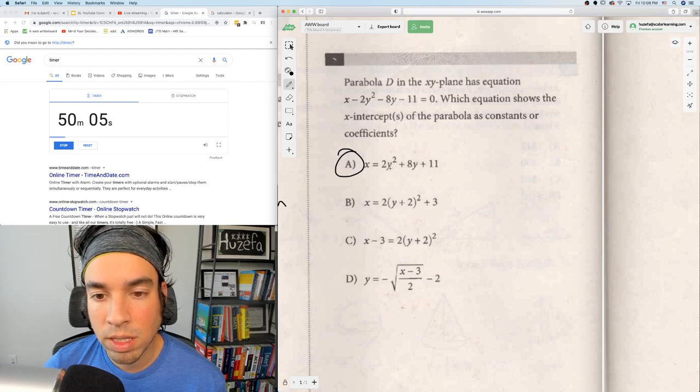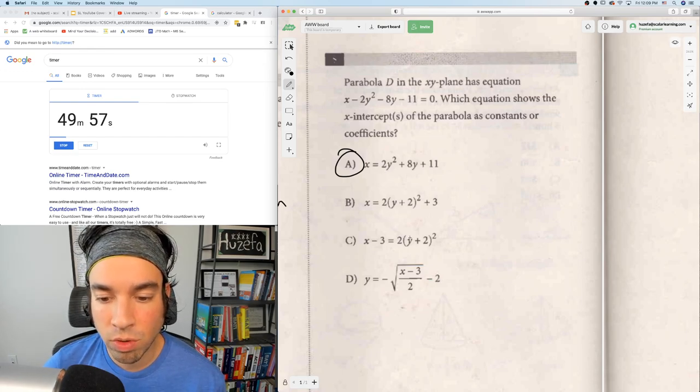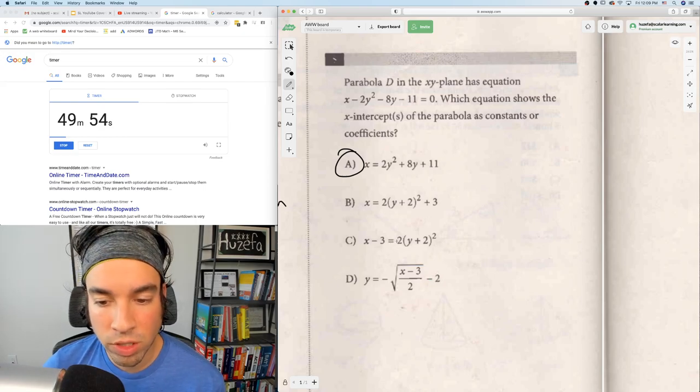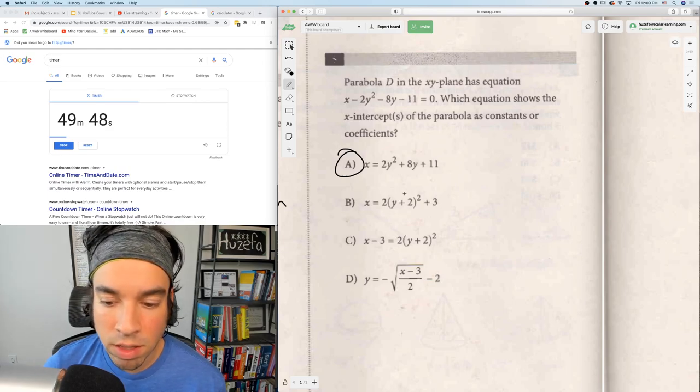And just assuming that this is still the same deal. Yeah, it's this one. Because this is in vertex form. This is also in vertex form. Let me just make sure I'm not messing something up, right? X-intercepts is where y equals 0. Yeah, it's 11. Okay, good.